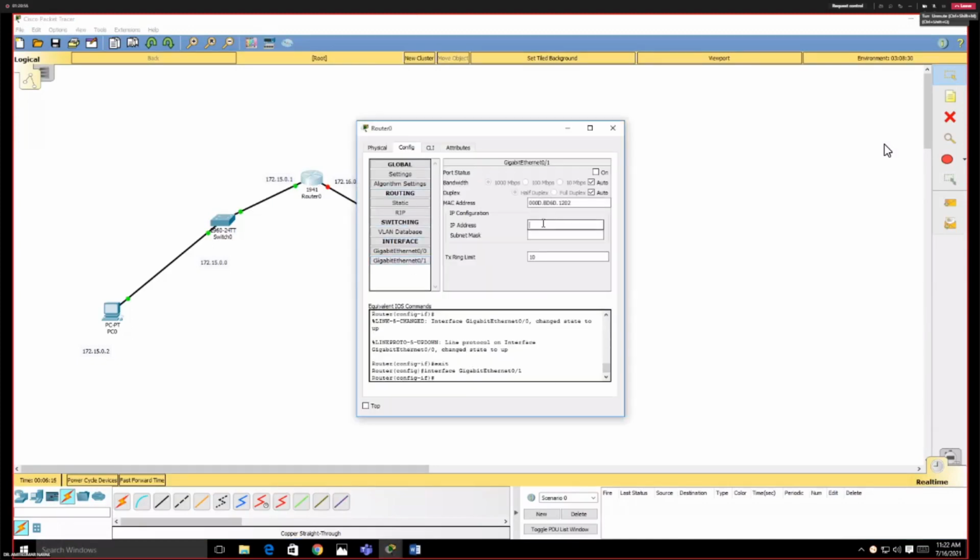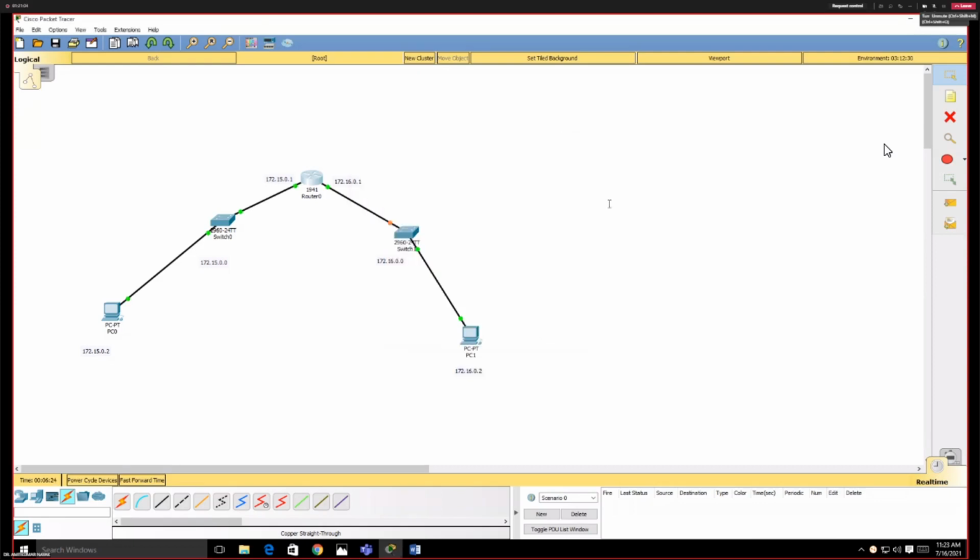Let me assign the IP address of the right interface of the router, 172.16.0.1, and then turn on the interface. Now you can see the green LED is blinking. Soon this topology will be in up state, all the interfaces will be up, and then we can send and receive data.